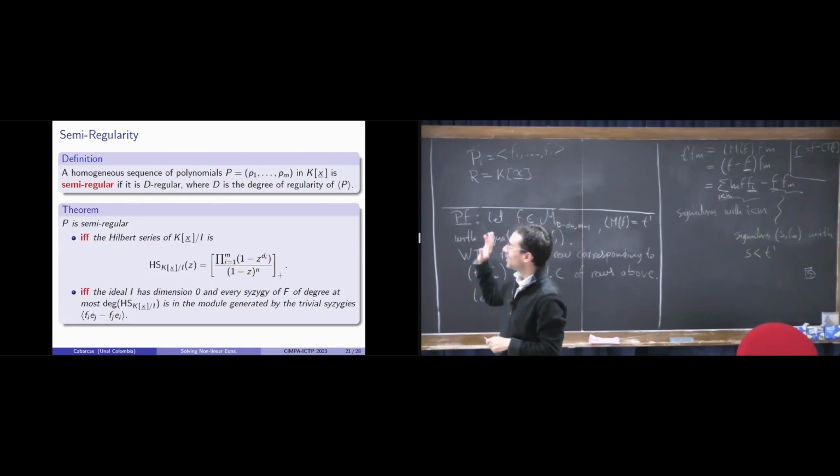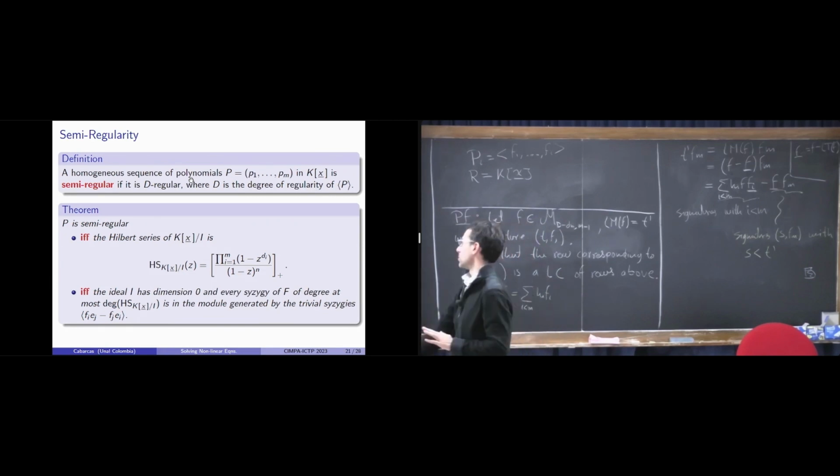And then, again, we have everything. We know everything up to that degree. So P is semi-regular if and only if the Hilbert series is given by the same series, but this notation here, this plus here, means when this becomes negative, you just truncate the series to 0.